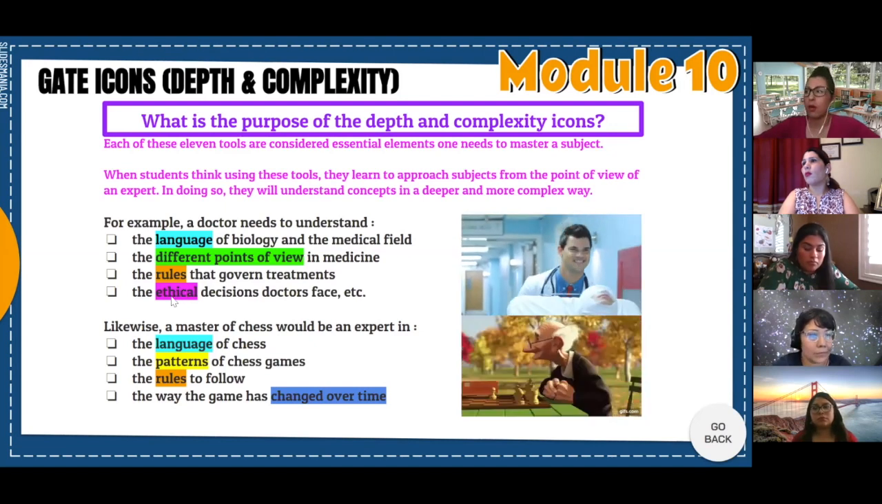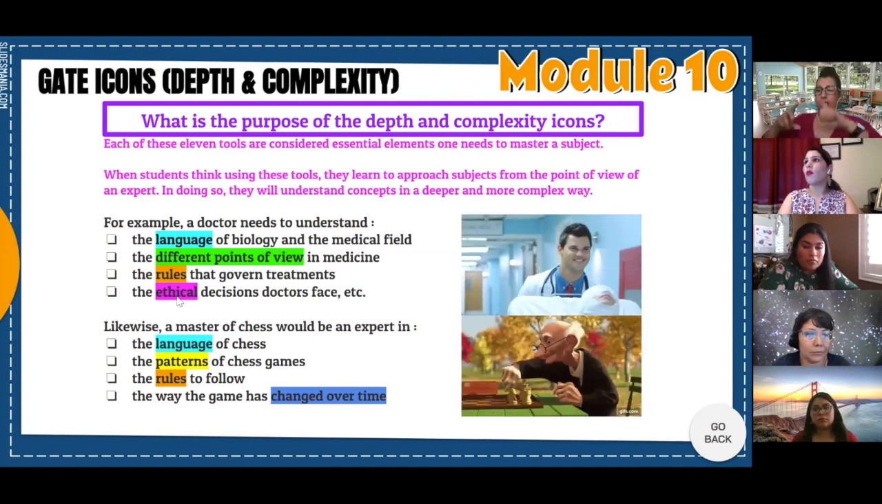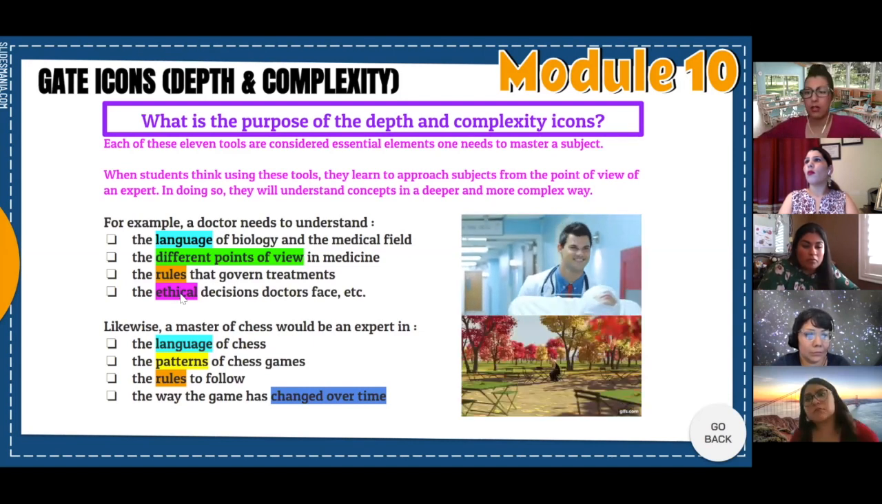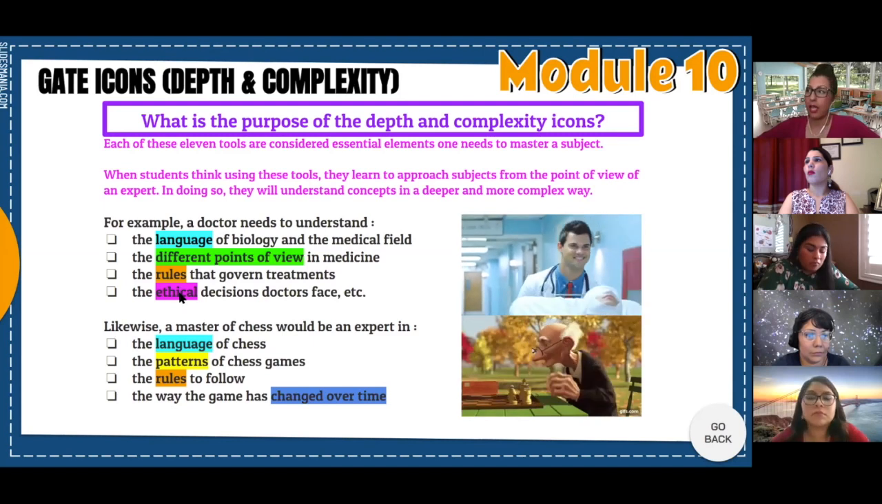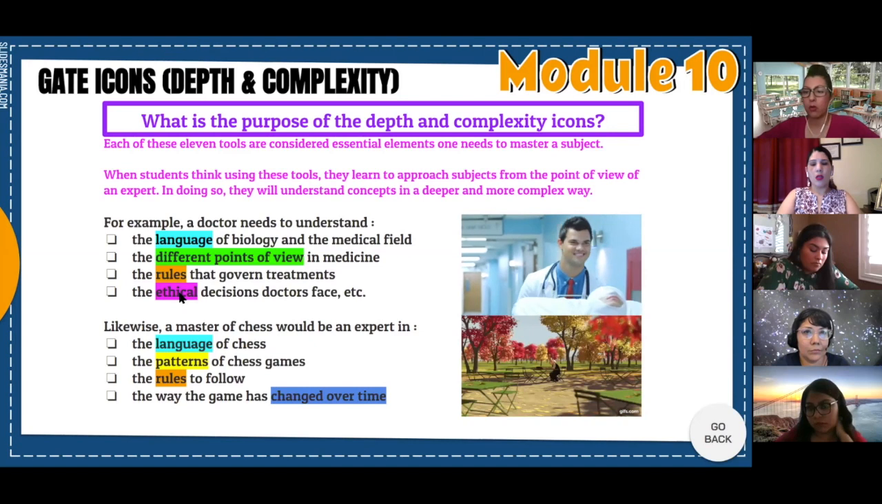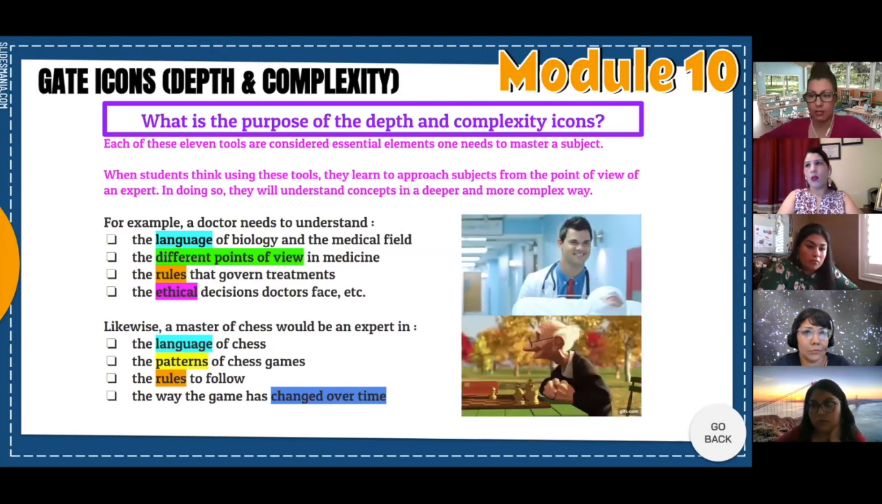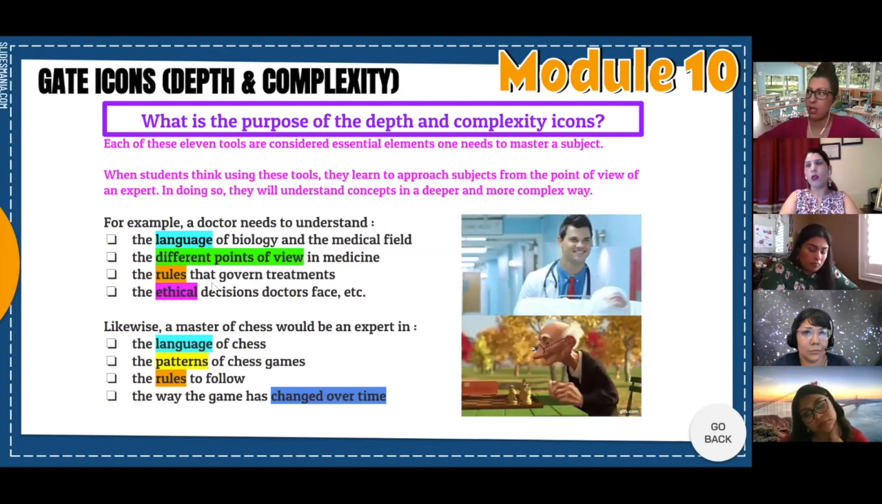And then the ethical icon, that's the diamond with the black and white, is that sometimes there are dilemmas that we're faced with in our life and in certain topics that we're learning about. And so what are some of those struggles and decisions that some people might have to make right now?